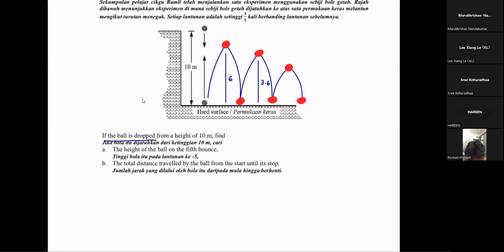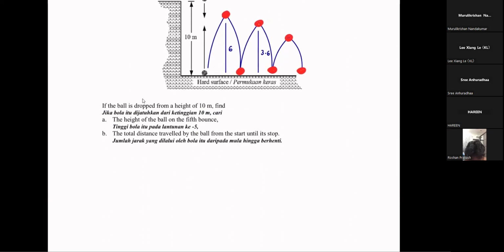Okay. If the ball drops at the height of 10 meter, the height of the ball on the 5th bounce. Nampak bounce? So that means 5th bounce means saya nak guna T5. Saya nak cari T5. Okay, sebelum tu saya nak letak A. A saya adalah 6. And my R is 3/5. Okay, dia suruh cari T5.